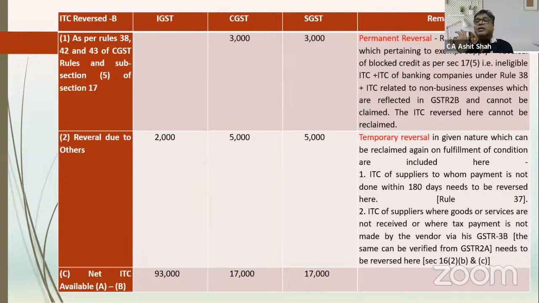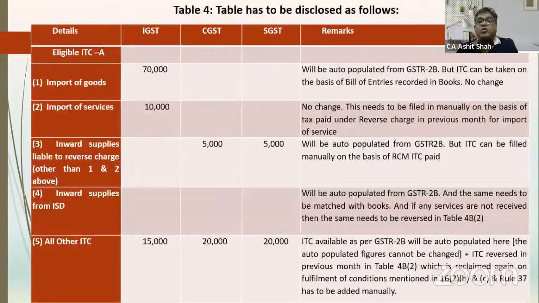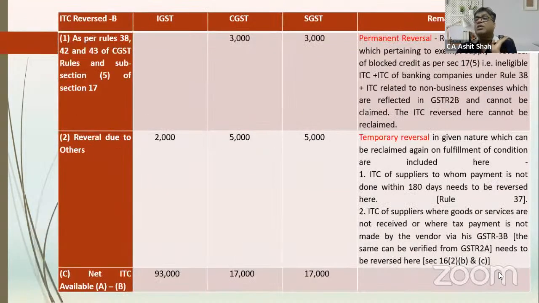Let us see the temporary reversal. Temporary reversal is of a nature which can be reclaimed again on fulfillment of certain conditions. तो which are those conditions? तो हमने सबसे पहले बताया rule 37, ITC of a supplier to whom payment is not done within 180 days needs to be reversed over here. यहाँ मुझे reverse करना है, ठीक है? Again I have to reclaim when the payment has been done, तो मुझे यहाँ उसको 5 में show करना है, लिखा है मैंने, ठीक है? So this bifurcation is required.